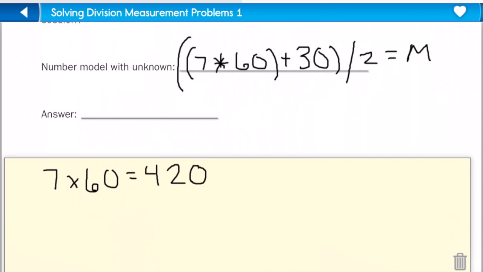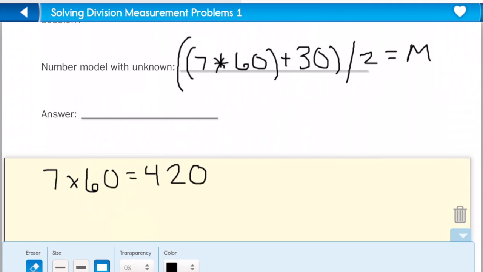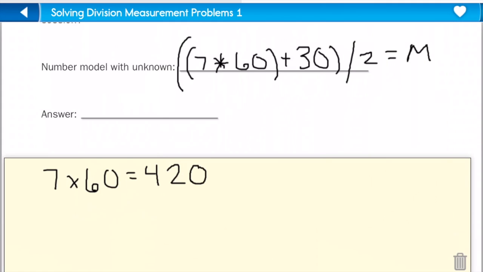So now I need to add 30 minutes because that's the next part of my problem right here in my equation. So now I'm going to add 30. 0 plus 0, 0. 2 plus 3 equals 5. 4 plus nothing equals 450. So now I added the minutes on. What do I have to do next? Yes, I have to divide.